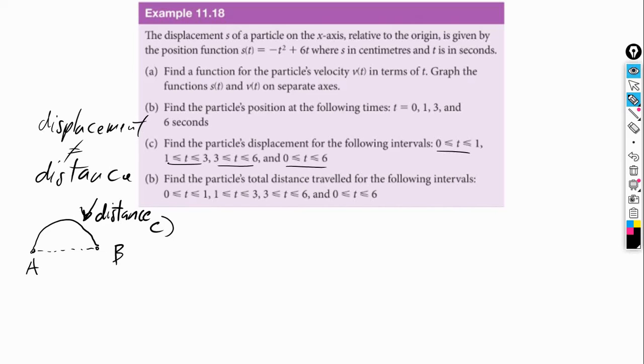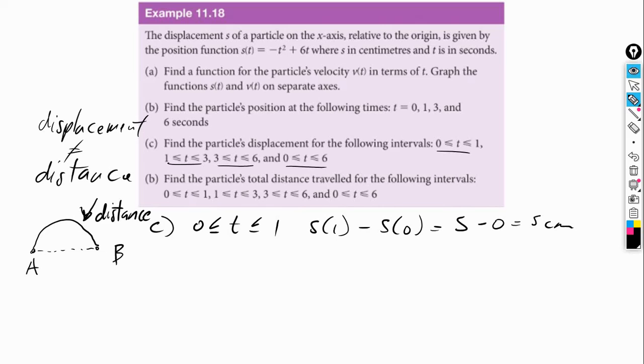So that's what we have to do. For the first time interval, which is from 0 to 1, what we have to do is plug in 1 and then subtract the position at time 0. We did this before already, right? Remember that at 1, it was 5 centimeters. So 5 minus 0, and that means that the displacement was 5 centimeters.